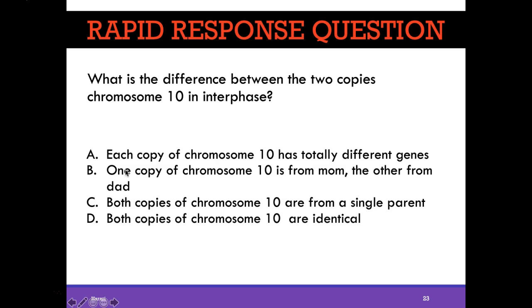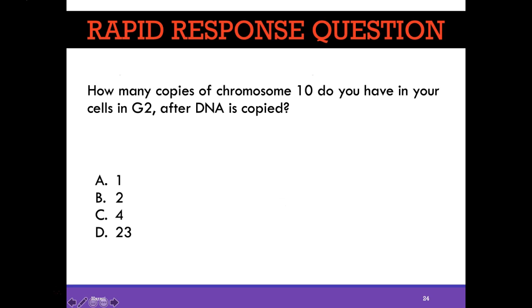So they're homologous. In G2, how many copies of chromosome 10 will you have? After the DNA is copied, that means you're going to have 4 copies of chromosome 10. Because your copy from mom got duplicated, that means 2. And then your copy from dad got duplicated. That's another 2. So you're going to have 4 copies of chromosome 10 after DNA is copied. And then, of course, once the cell divides, you're going to end up with 2 copies of each again. So that makes sense.